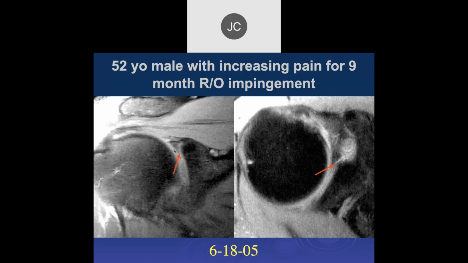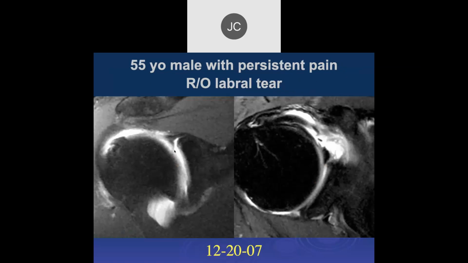Mm-hmm. Okay, so this is 6/18/05. This is now 12/20/07. What do you see here? Okay, same patient. So again, on the coronal view, you see increased signal going along the cartilage. I mean, yeah, it could be just the cartilage. It could be a nice smooth cartilage. No significantly abnormal signal going out into the labrum.